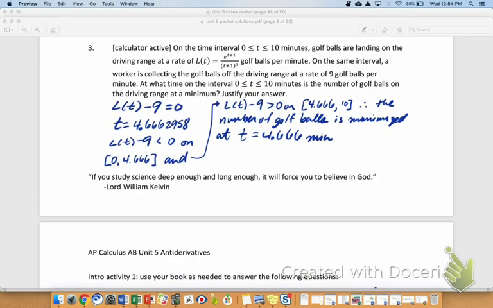So number 3, this is a water tank question, right? We have a rate of golf balls landing on the grass, and then we have a rate of golf balls being removed from the grass at the driving range. So I did L of t minus 9 equals 0. Set it up right, I just can't use a calculator.